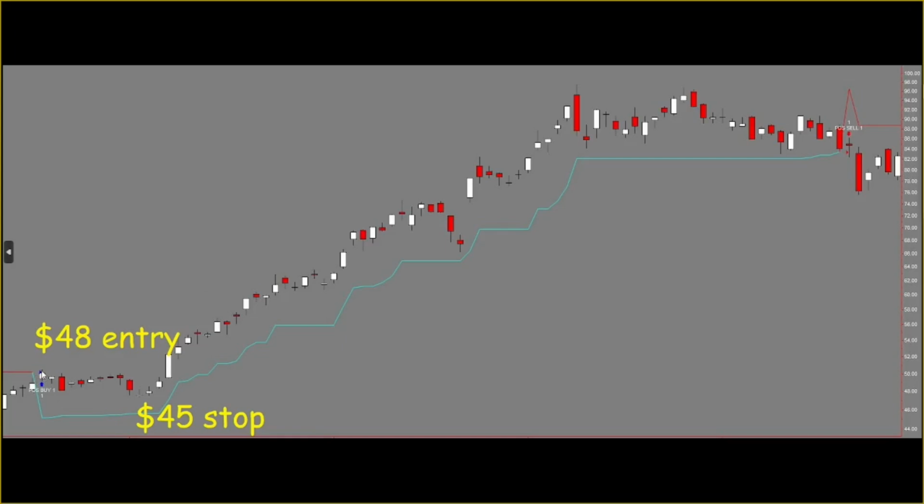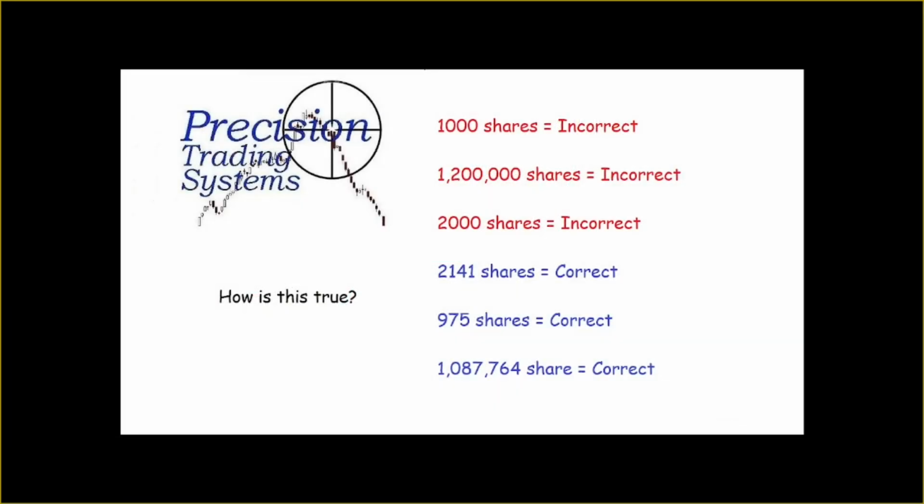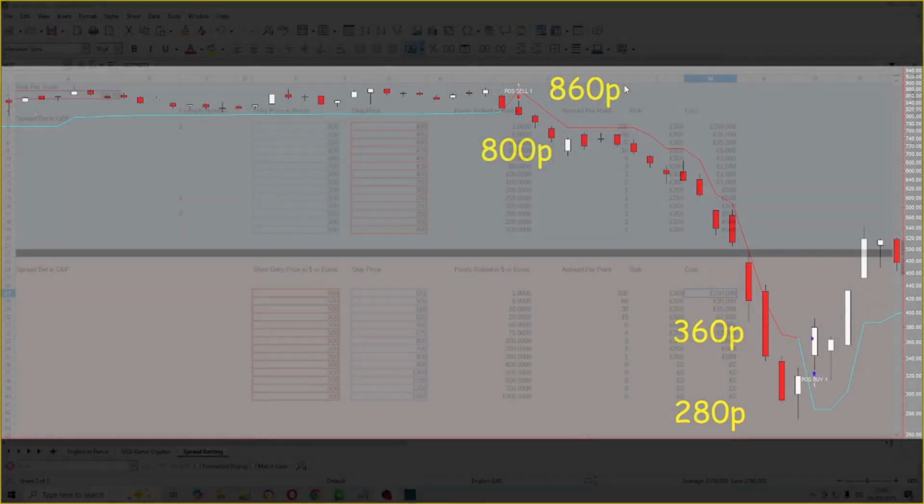Precision stop has issued a buy signal and the stop is at 45. How do you decide how many shares to buy? As was discussed in the previous video, doing the opposite of what losing traders do is generally regarded as a winning idea. Signal issued here, 800 pence, and the stop is at 860 pence. How do you know how many shares to go short of?